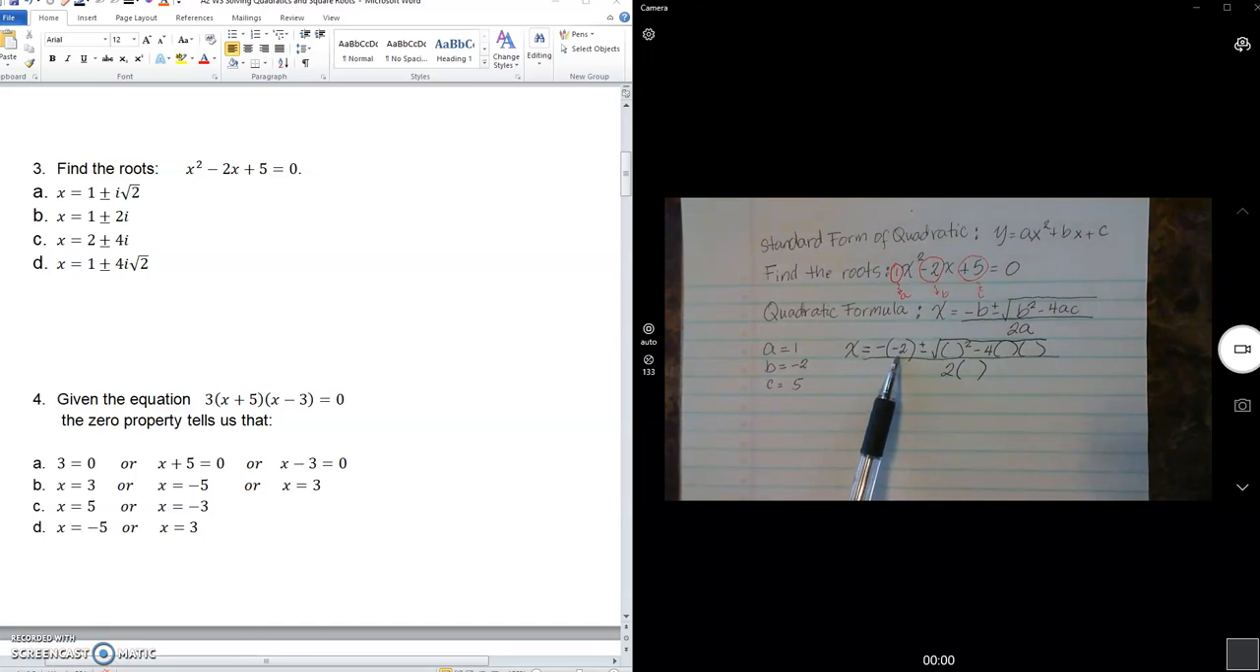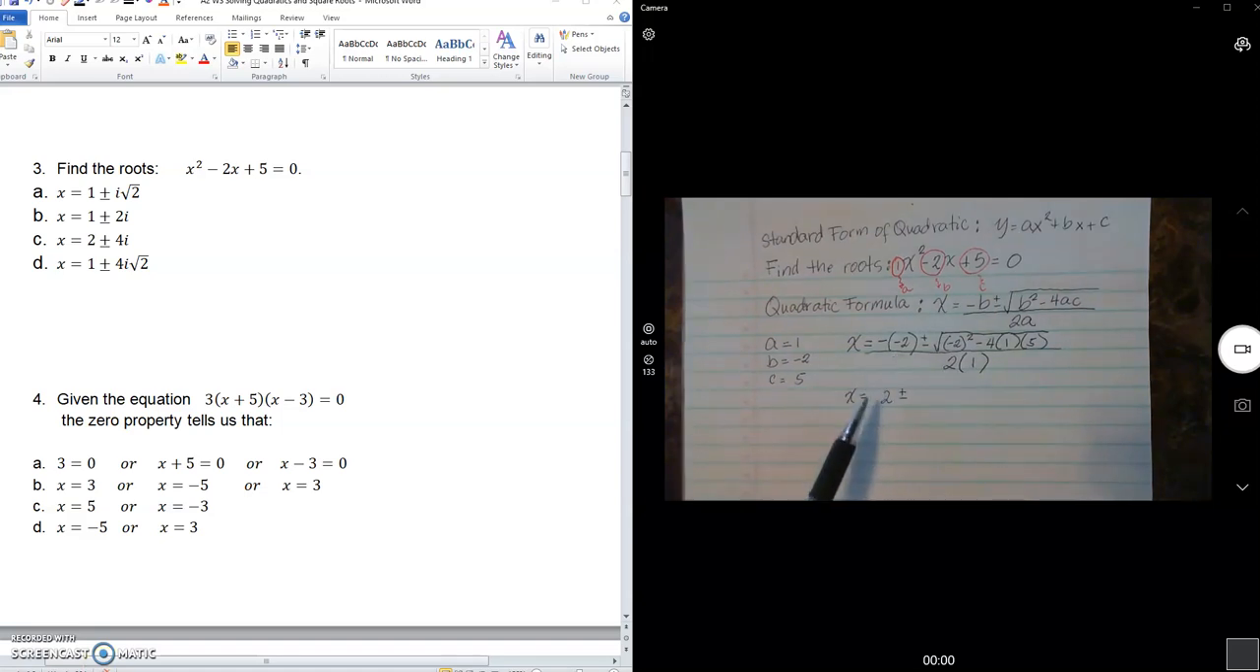So this is your negative 2, which is your b. Then plug in again the negative 2 in place of b. Plug in the 1 in place of a. Plug in the 5 in place of c. Plug in the 1 in place of a. After you plug them all in, you can now start solving.